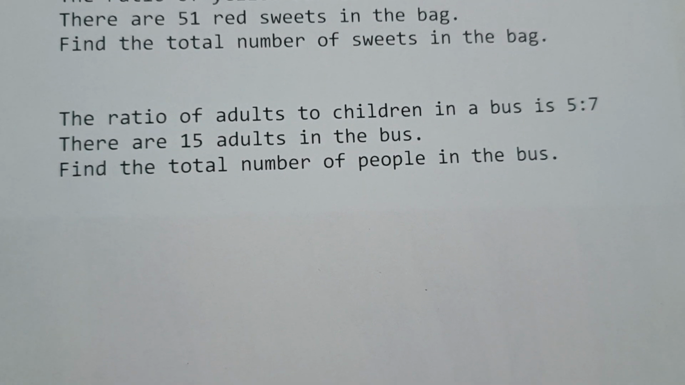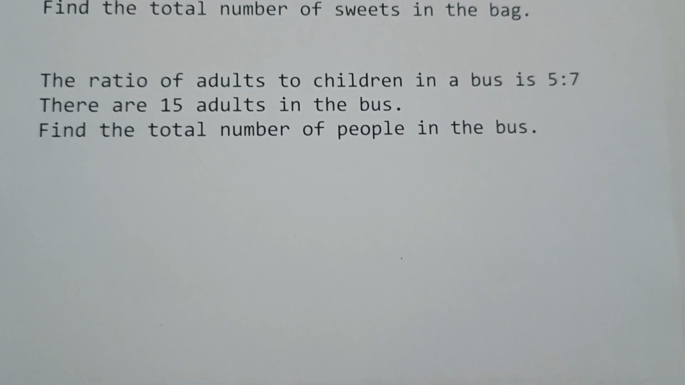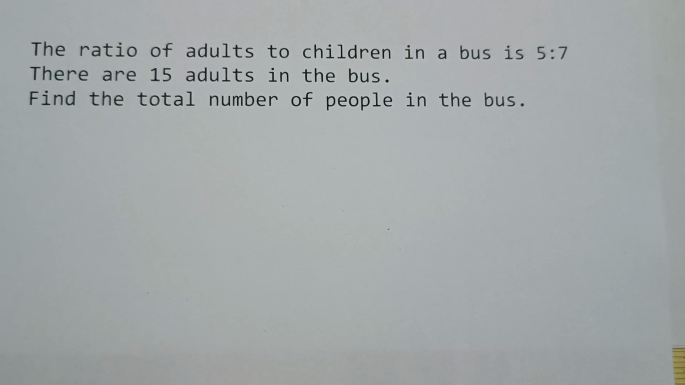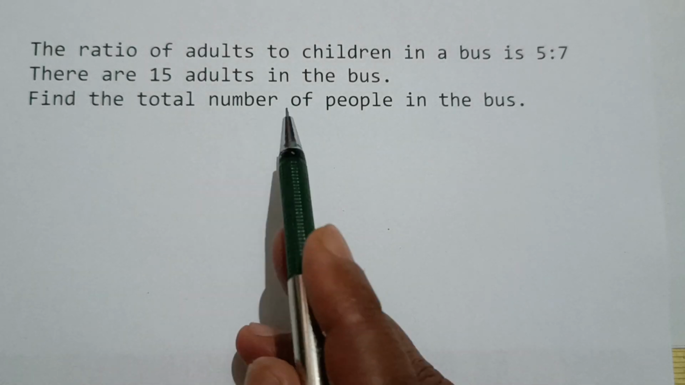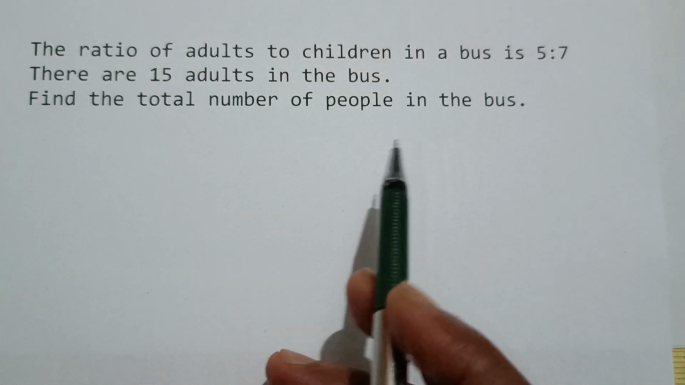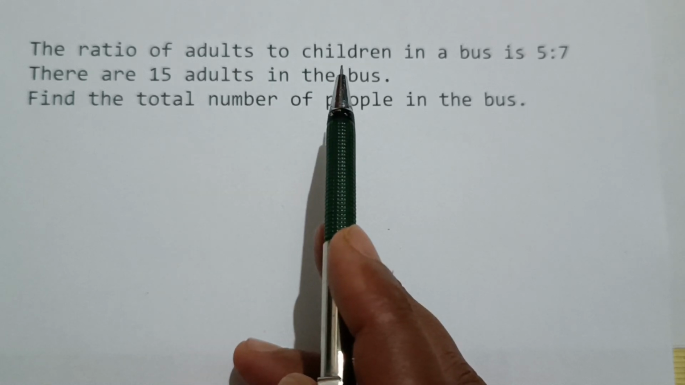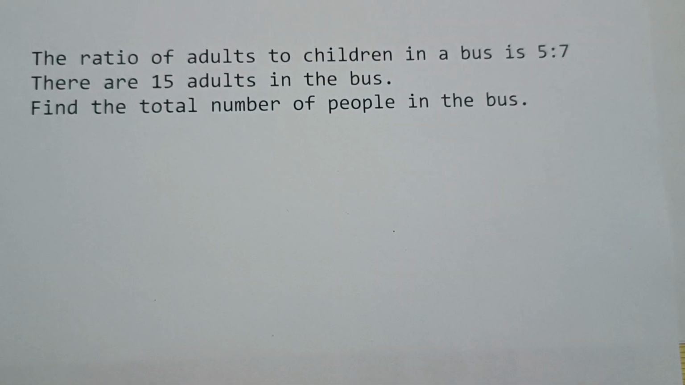So question number 2 says, the ratio of adults to children in a bus is 5:7. There are 15 adults in the bus. Find the total number of people in the bus. So the total number of people in the bus will be the number of adults in the bus plus the number of children in the bus.